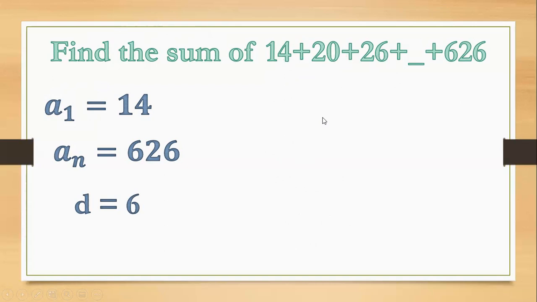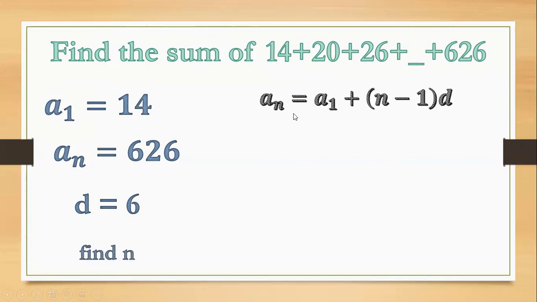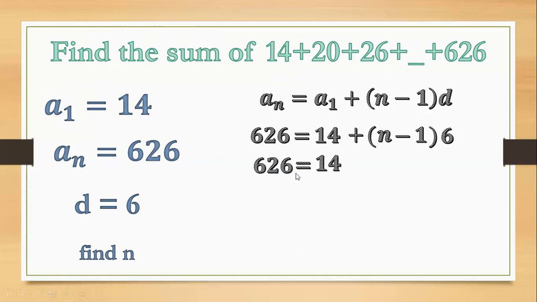So first, let's find the number of terms from 14 up to 626. Let's use this formula: a sub n equals a sub 1 plus the quantity of n minus 1 times d. First, substitute the values. A sub n equals 626. A sub 1 equals 14 plus, unknown yung n, so just copy n minus 1 times the difference equals 6. Next, use distributive property. So, copy 626 equals 14 plus n times 6 equals 6n. Negative times positive equals negative. 1 times 6 equals 6.